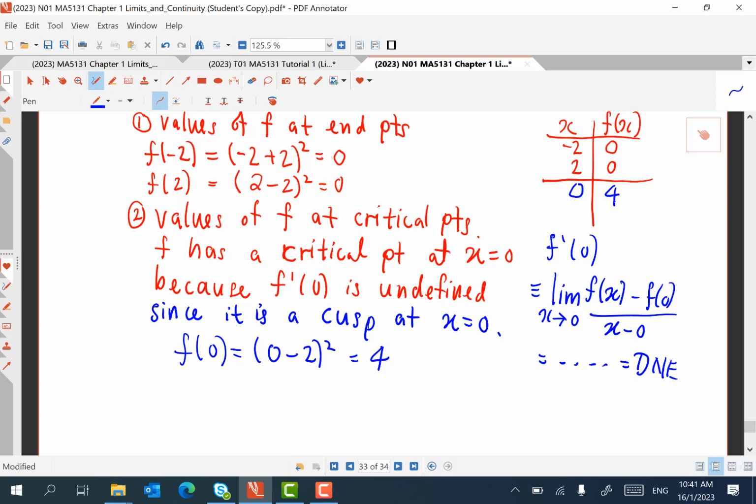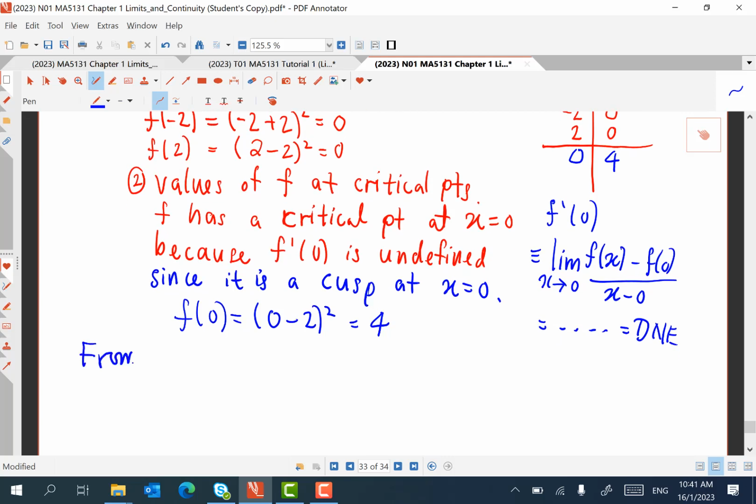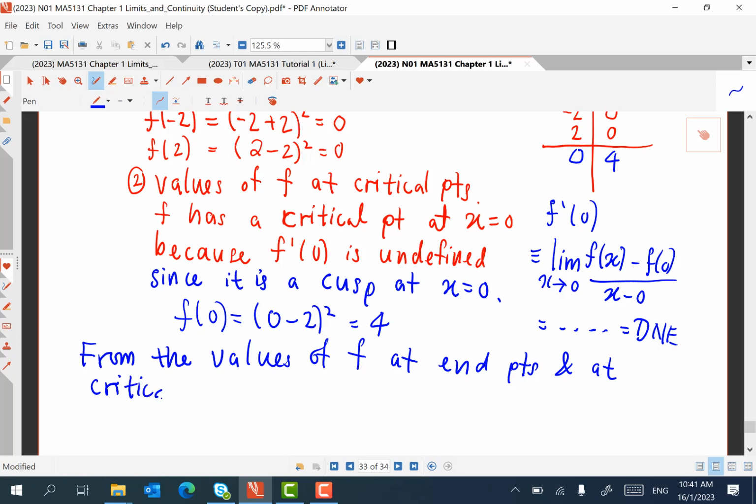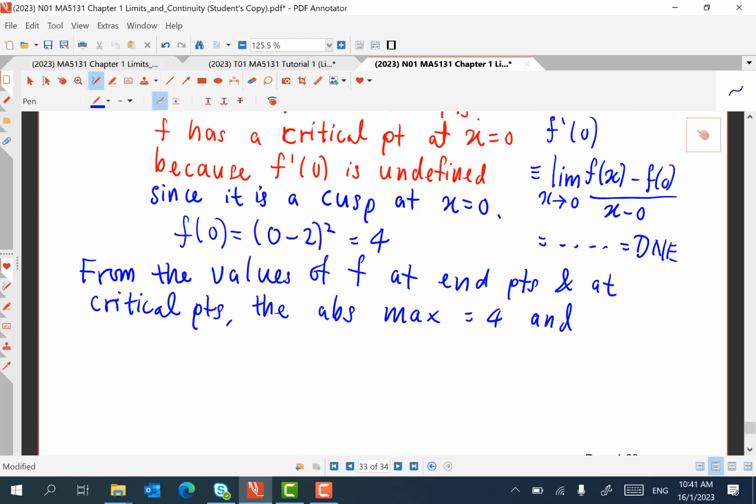Then you say, from the values of f at endpoints and at critical points, then you say the absolute max equals 4 and absolute min is equals 0.